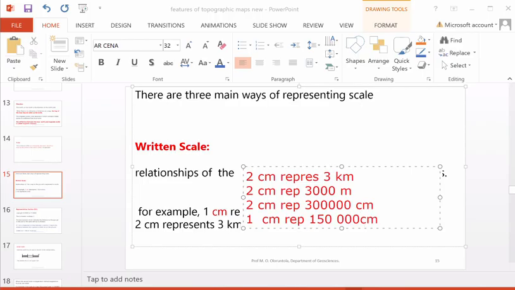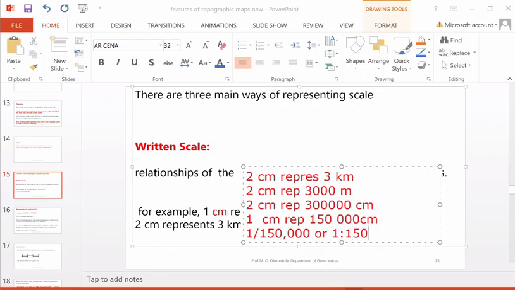Since they are in the same unit now, you can cancel the unit. You can now say 1 all over 150,000, or 1 ratio 150,000. You can use any of the two. So this is representative fraction. This is how to convert from written scale to representative fraction.